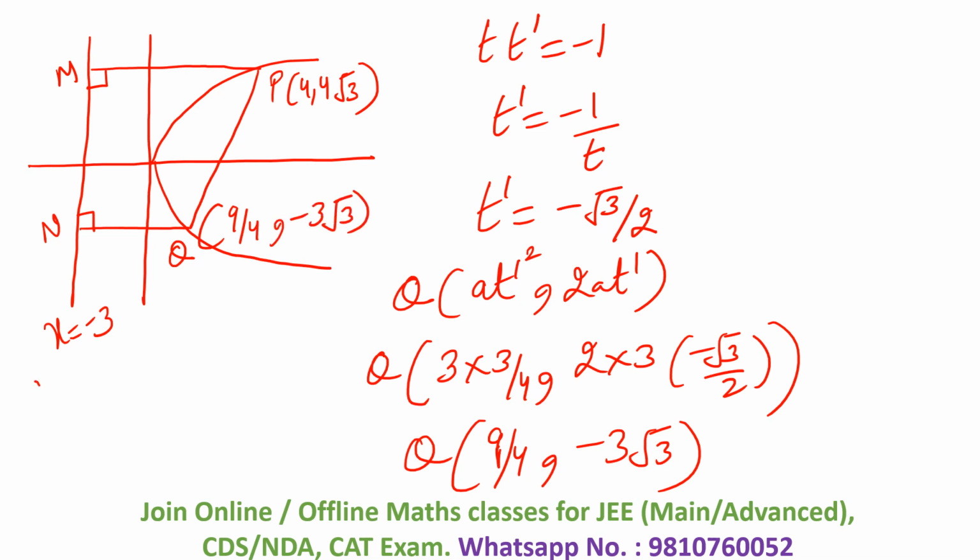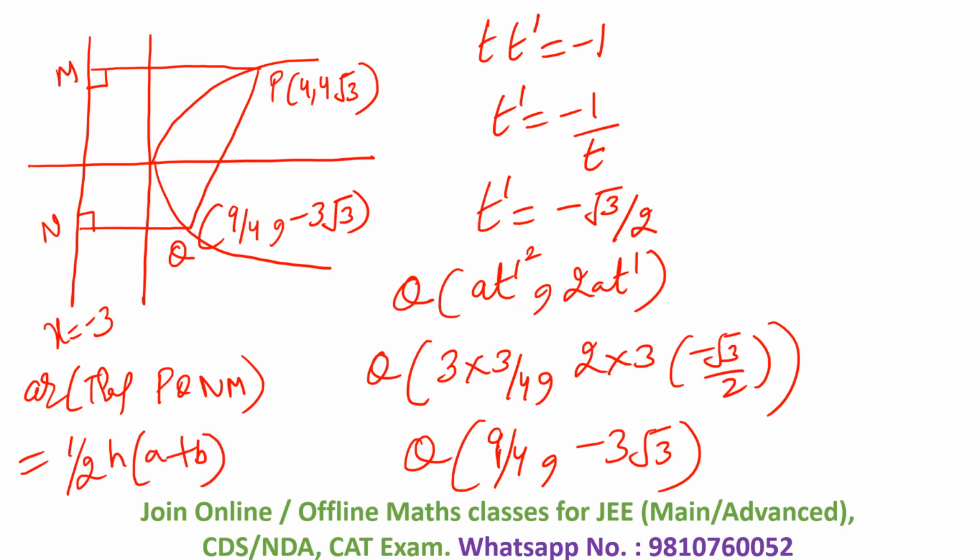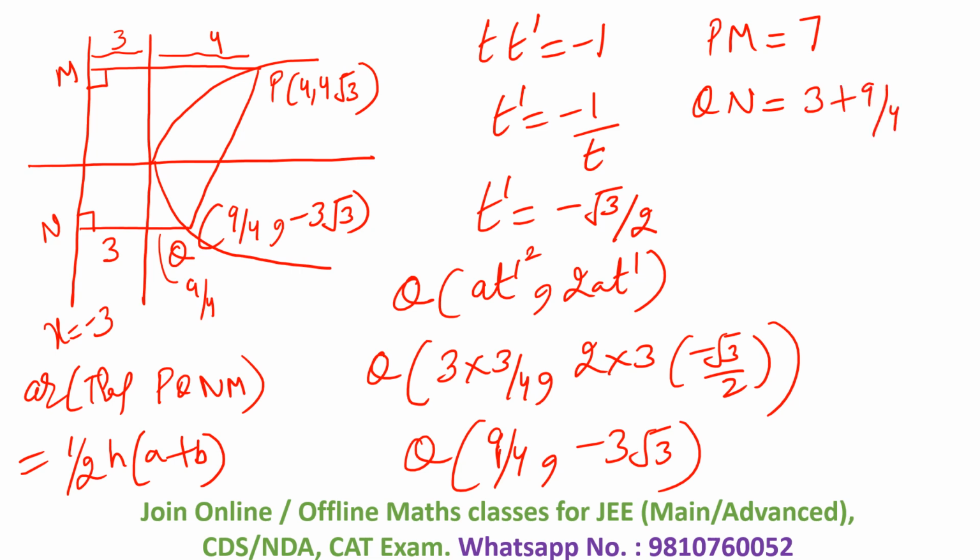Now students, we know that the area of the trapezium is given by the formula half h into (a + b), where h refers to the distance between the parallel sides and a and b are the lengths of the parallel sides. And in the figure, we have the parallel sides as PM and QN. So the value of PM is nothing but this distance is 3 and this is 4. It will be 7. And the value of QN we can find as 3 plus 9 upon 4. Right? So this becomes 21 upon 4.